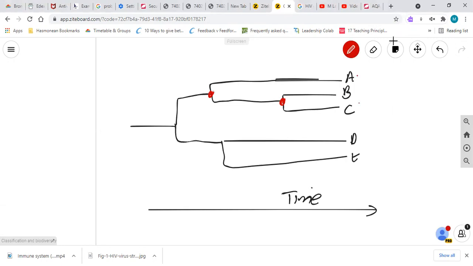But A and C, or A and B, are more closely related to each other than A is with D, because if you look at A and D, their most recent common ancestor was always back there. So always think about, when was the common ancestor? Was it recent or was it distant? And what has diverged off since? So yes, A and D and E, they had a common ancestor, but it was quite a long time ago, whereas A and C had a more recent common ancestor. So therefore, they're more closely related to each other.